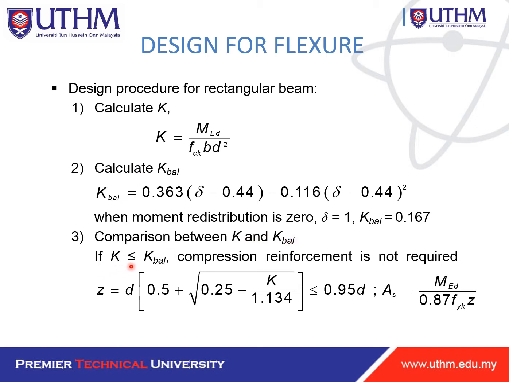If the K is lesser than K balance, it means the compression reinforcement is not needed. Do you still remember the compression reinforcement? At the bottom is the tension reinforcement and the top is the compression reinforcement. This is the AS prime, this is the AS for the reinforcement. So when K is less than K balance, we do not need the compression reinforcement. After that we can calculate the lever arm Z, which is equal to using these equations, and we can calculate the AS by using this equation.